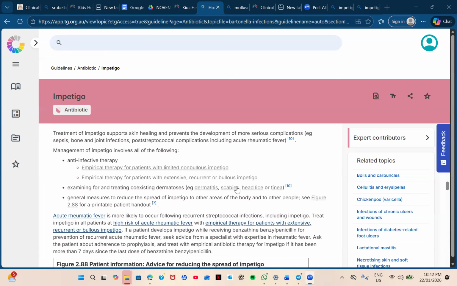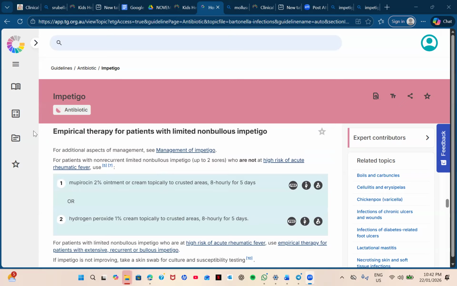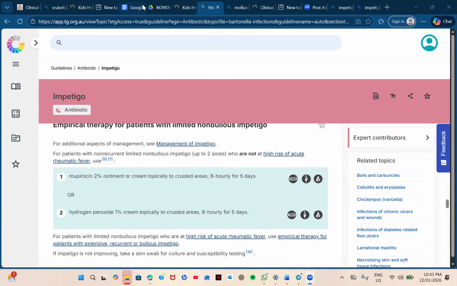Okay, you should know the indications for the bullous one, the non-bullous one, and the extensive recurrent bullous impetigo, because the bullous one is the severe one, right? Okay, so empirical therapy for a patient with limited non-bullous impetigo is the less severe one. For a patient with non-recurrent, limited, non-bullous impetigo up to 2 sores who is not at high risk of acute rheumatic fever, we can give what is in the chat.